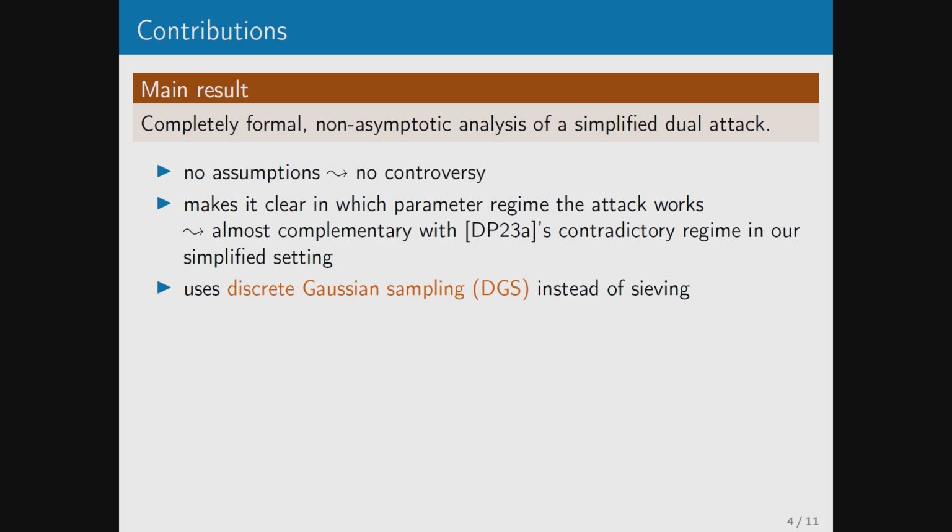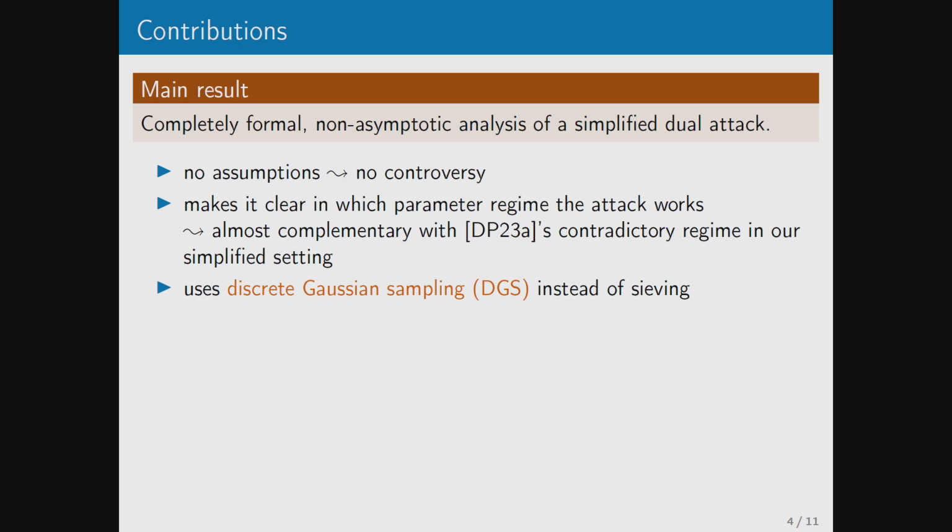So what we did in the paper is that we also tried to analyze dual attacks, but we tried to sidestep the whole controversy. We simplified the dual attack a little bit, and we proved it completely correct. We did the full non-asymptotic analysis, and there's no assumption whatsoever for the correctness. That way, we don't have this problem about this heuristic assumption. A side effect of this is that it makes it completely clear for which parameter regime the attack works, which I think is something the previous papers didn't do that well. And I'll explain why this turns out to be nicely complementary with the analysis of this 2023 paper.